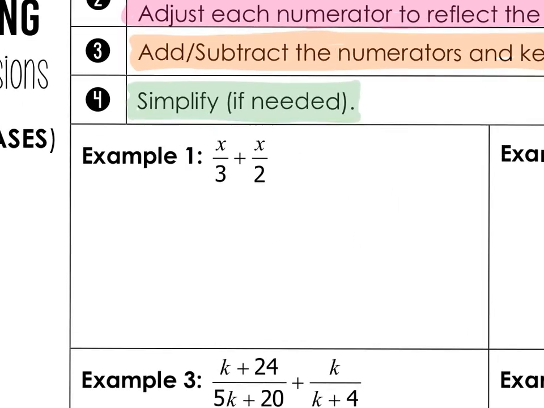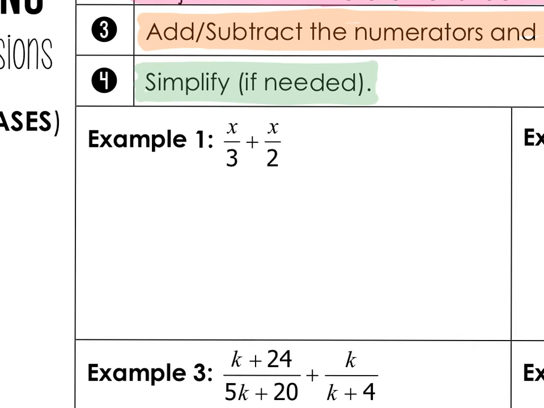The first thing I'm going to do is look at the denominators. My denominators are 3 and 2, and I need to find a number that they both go into. I want the smallest number that they both go into, which is 6. So my common denominator is going to be 6. And this is how I do it.